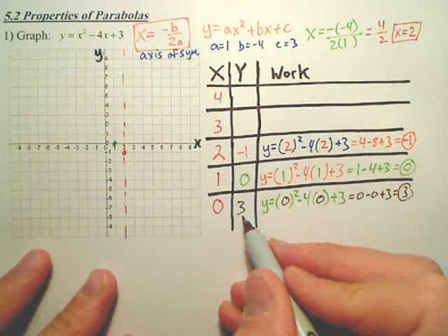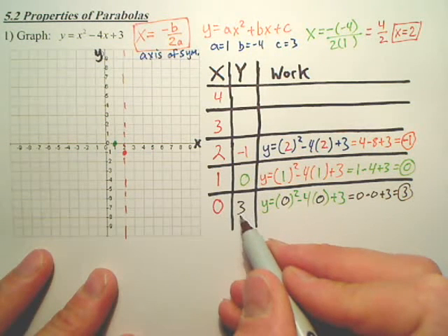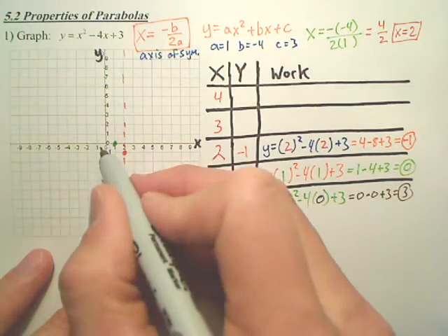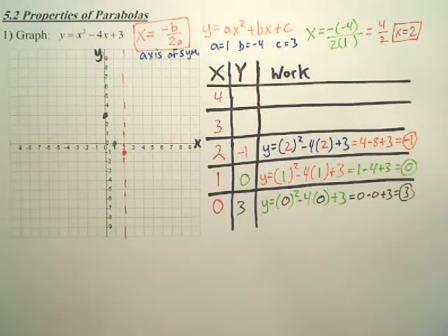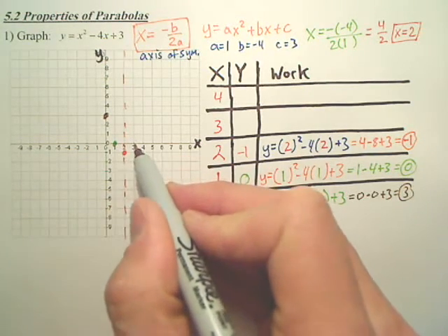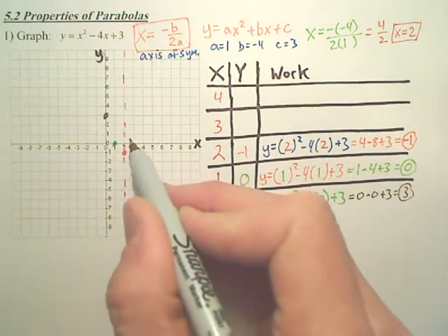Now, 0, 3 is your next coordinate. Can you kind of see half of a parabola being formed? Now, you should understand that a parabola is symmetrical and that it will reflect over here. So that green dot, do you understand it's going to reflect over to here?